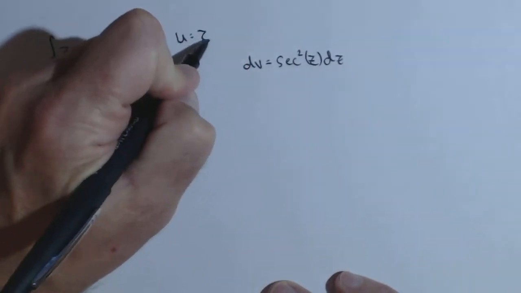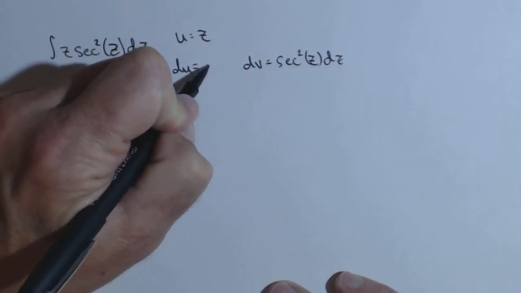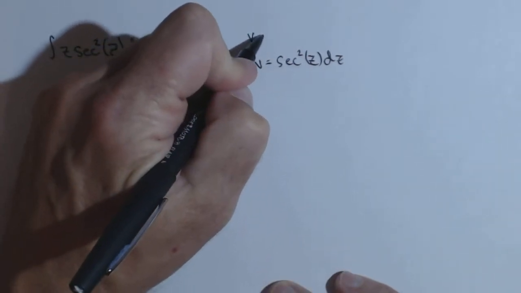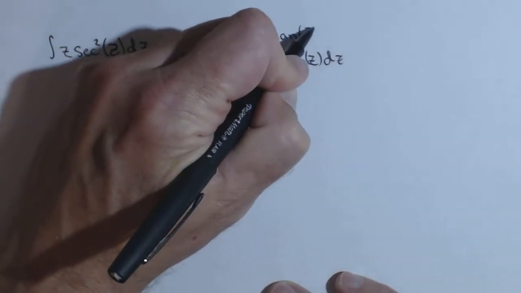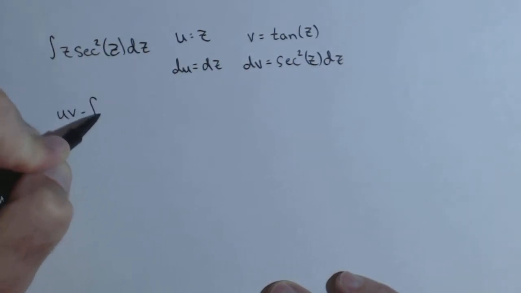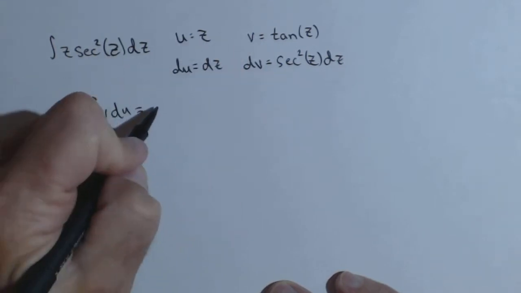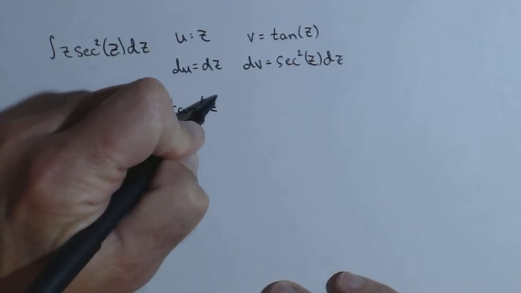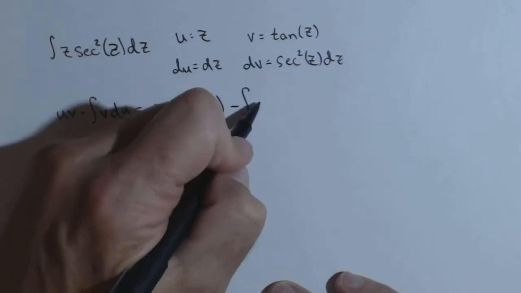For our u, that leaves a z, which we like because when we calculate our du, it's just dz. Our v is the antiderivative of secant squared z, which is tangent of z. And we're ready to put this back together in our uv minus the integral of v du form. So uv is z times tangent of z minus integral of v du.